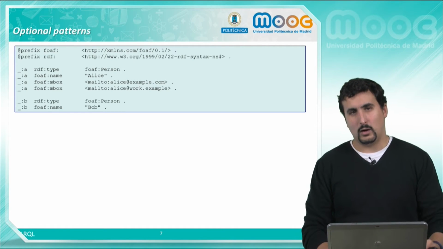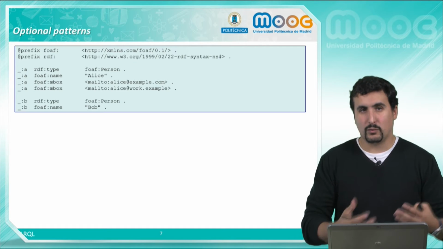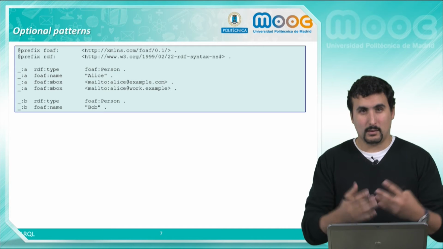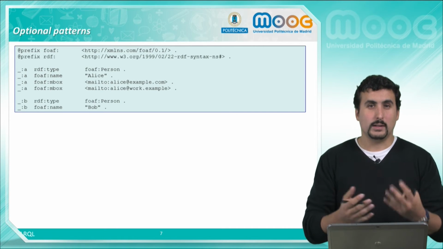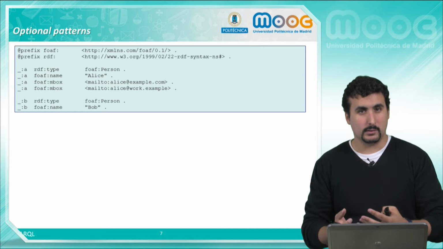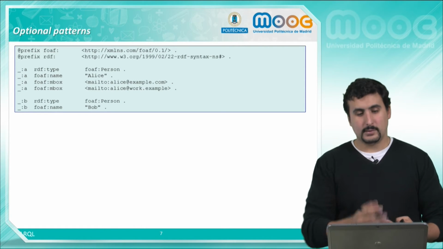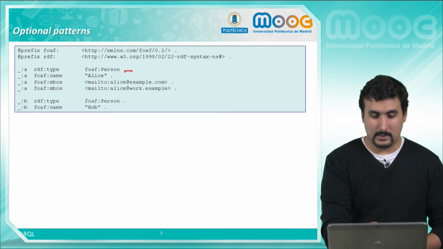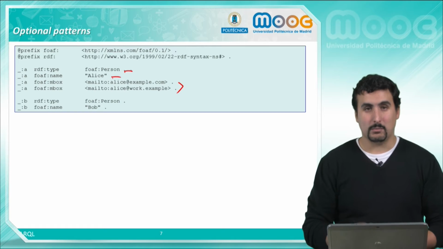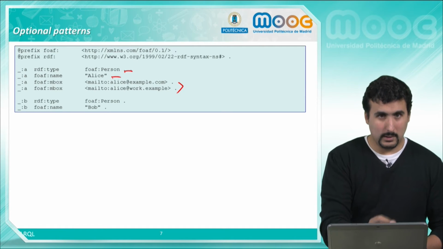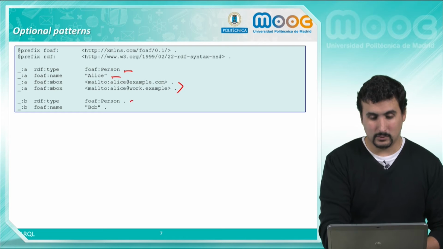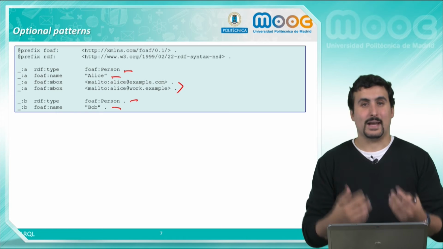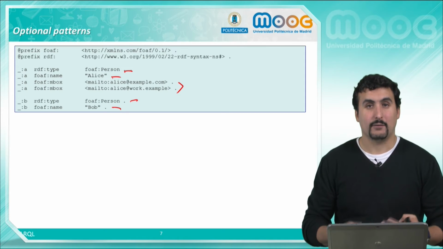We have optional patterns, and that's the solution for the problem we saw before, for when we faced a dataset in which not all the individuals have all the properties that we expect. So in this case, for example, we have A, which is of type person. It has a name and also a mailbox. We have B at the bottom of this example, which is also of type person, but it has only a name, but it doesn't have any mailbox.